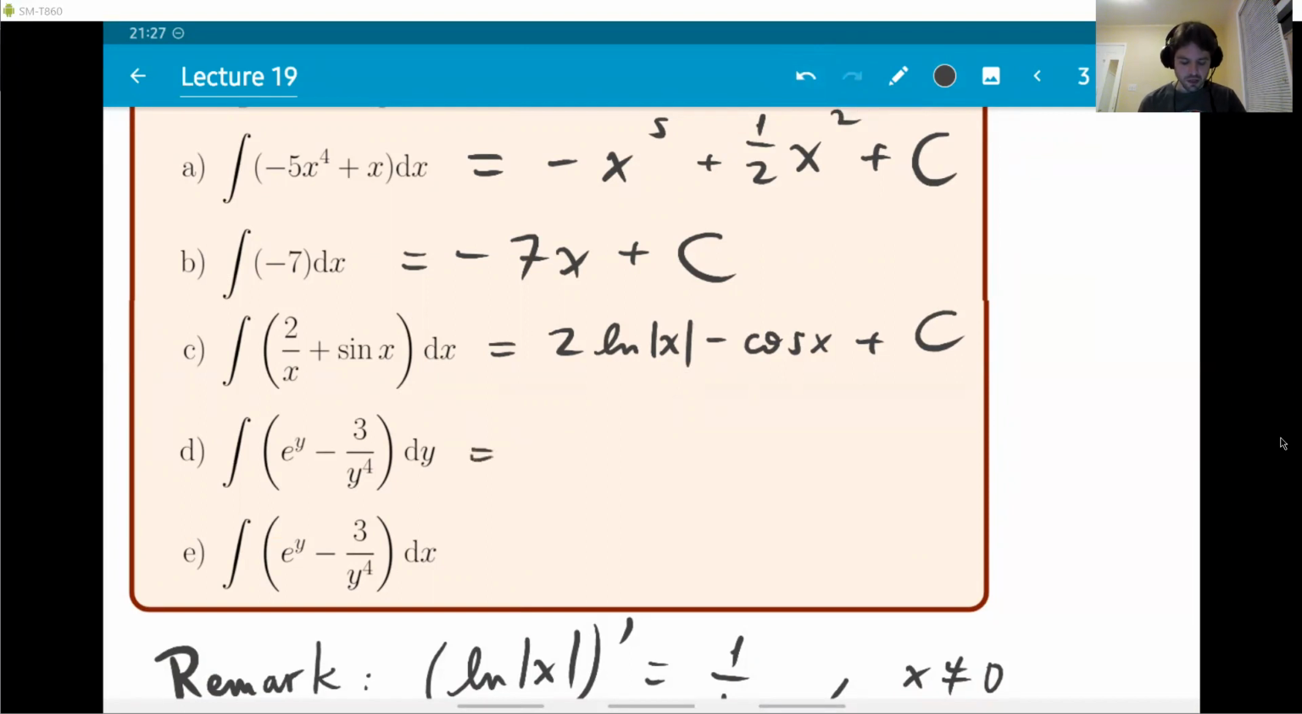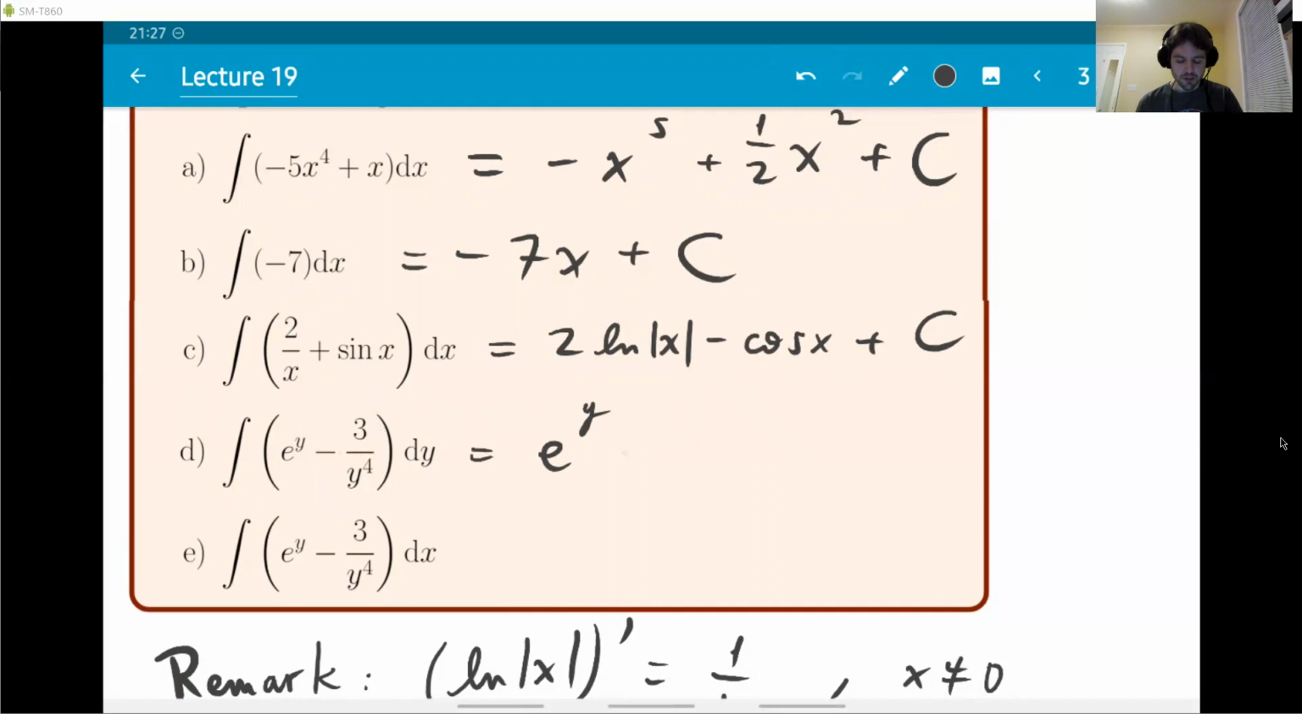Next one, you see that I changed the name of the variable. Now it's a y. But what is a function whose derivative is e to the y? That is also e to the y. A function whose derivative is minus 3/y to the fourth.